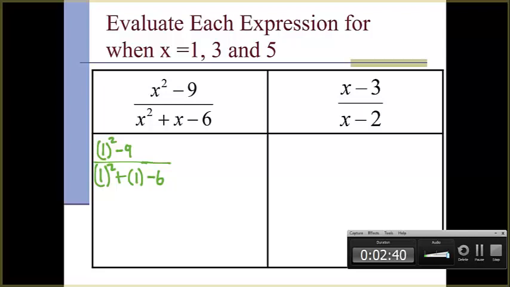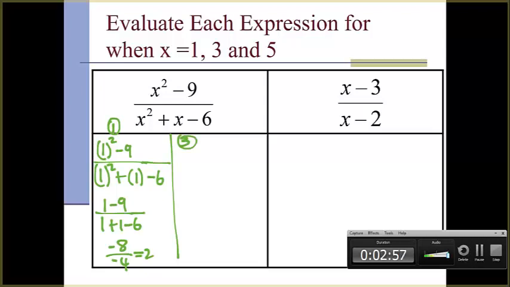At the top is going to give you 1 minus 9. The bottom is going to give you 1 plus 1 minus 6. That's going to give you negative 8 over negative 4, which gives you positive 2. So that's plugging in 1. I'm going to plug in 3 now.